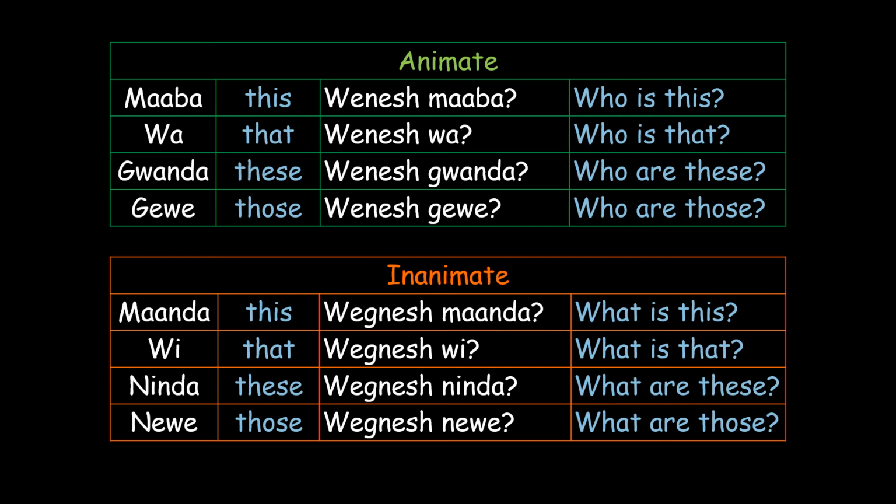Reading through the left column of the inanimate. Manda, singular, this. We, singular, that. Ninda, plural, these. Newe, plural, those. Again, manda, we, ninda, newe. And the questions? Wegnish manda. Wegnish we. Wegnish ninda. Wegnish newe.